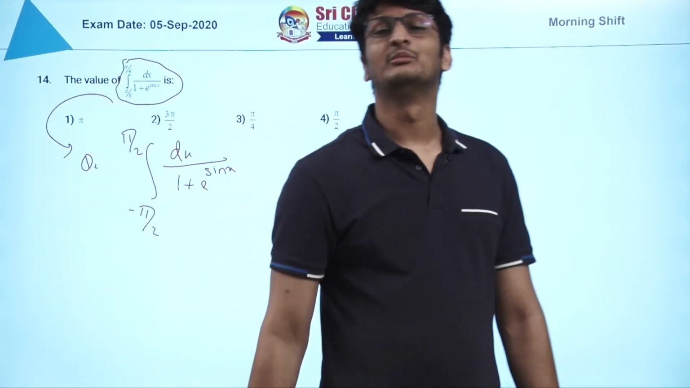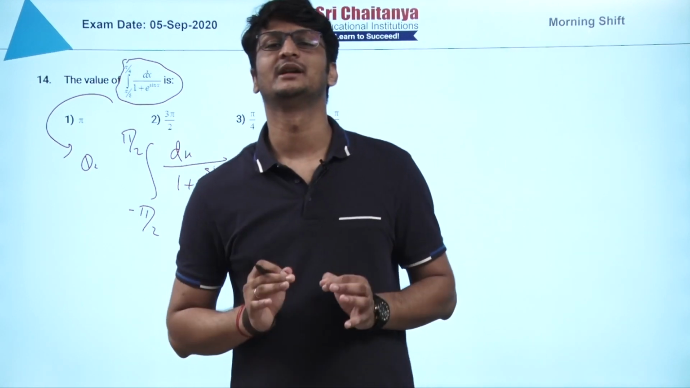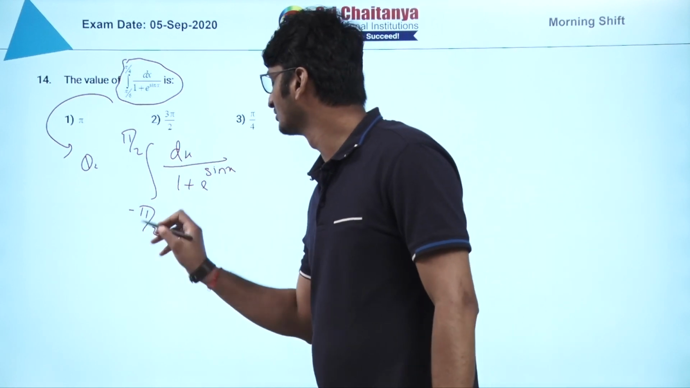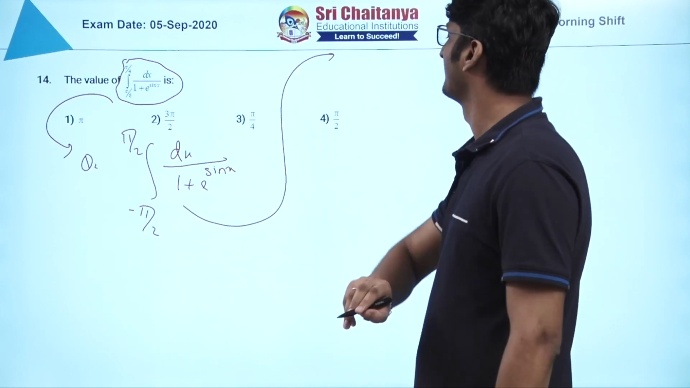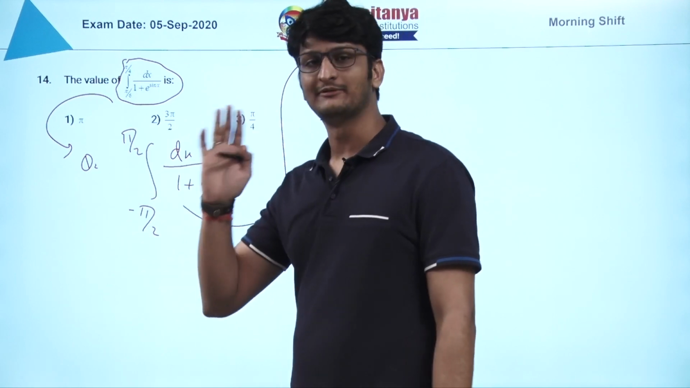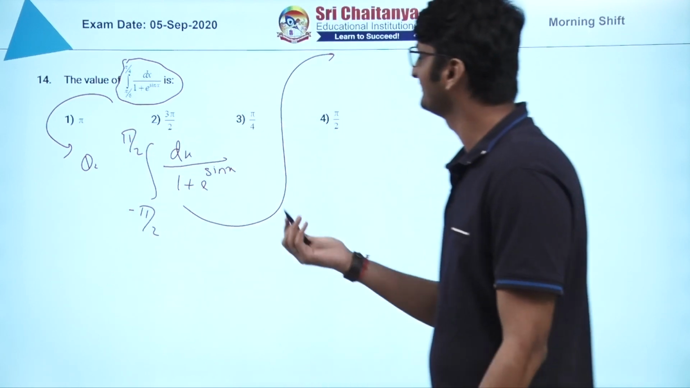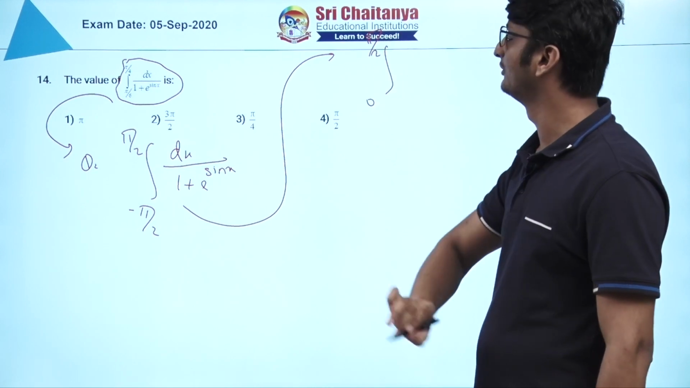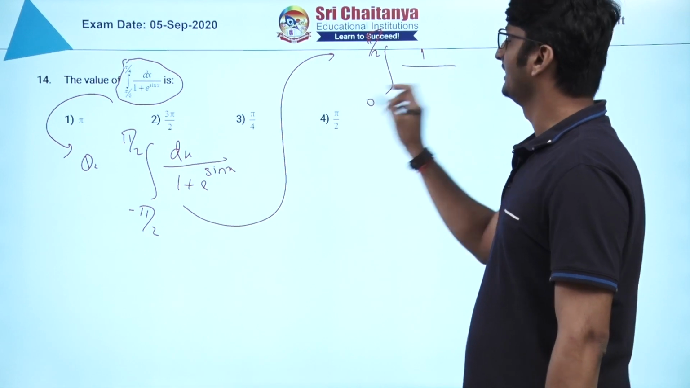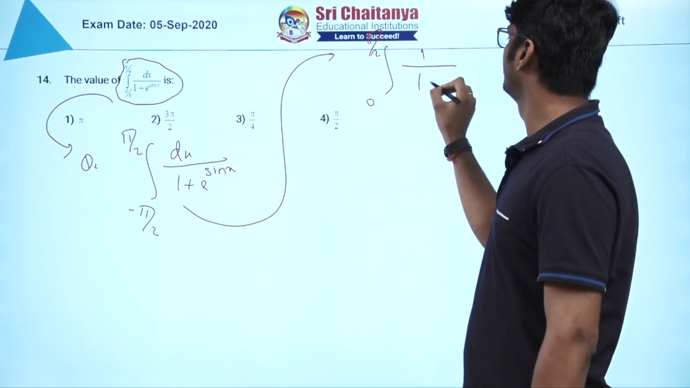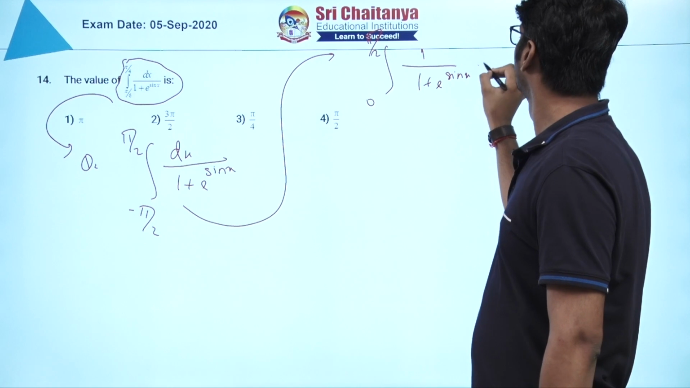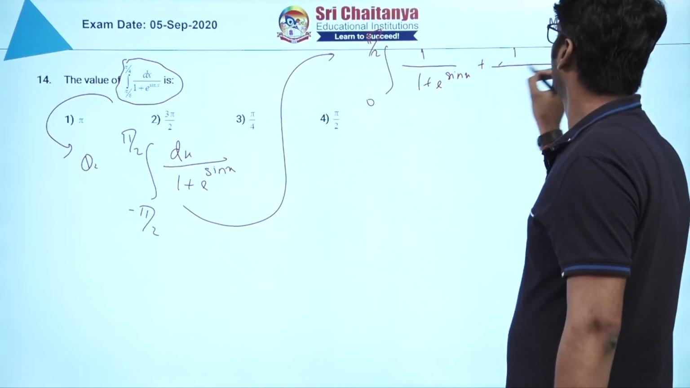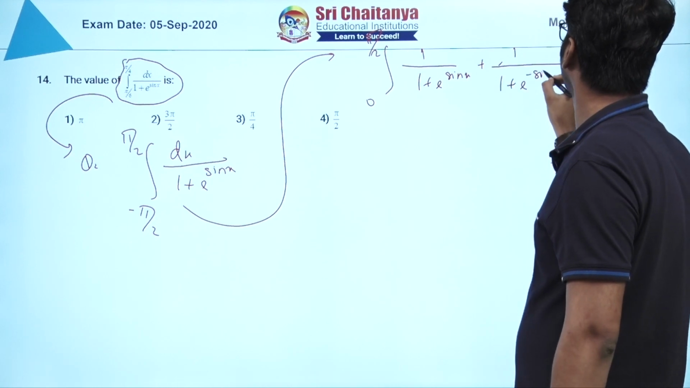Again I will say this is the easiest question of the chapter definite integration. Anyone can do it, those who have just gone through the class can do it. Which property will be applicable? Property number 4, because the limits are symmetrical. Let us apply property number 4. So here 0 to pi by 2, applying property number 4, it is f of x, 1 upon 1 plus e to the power sin x, and f of minus x, x will be replaced by minus x. So you will get 1 plus e to the power minus sin x.